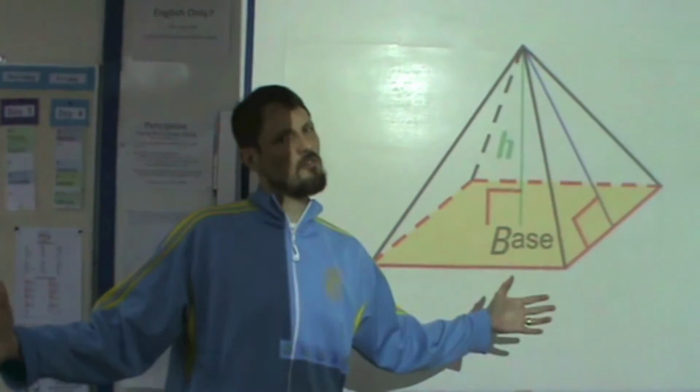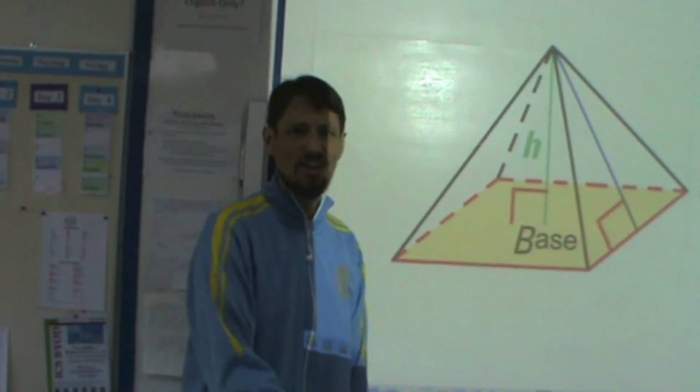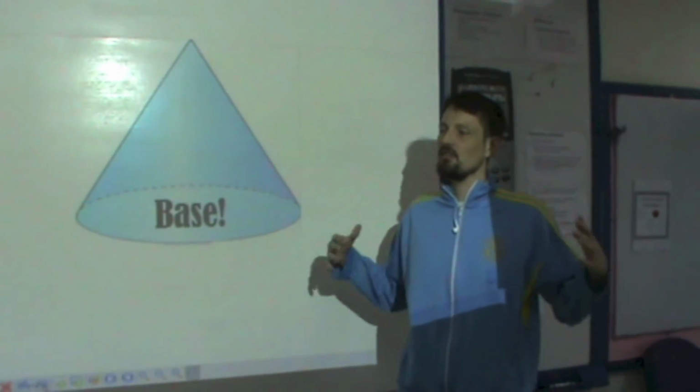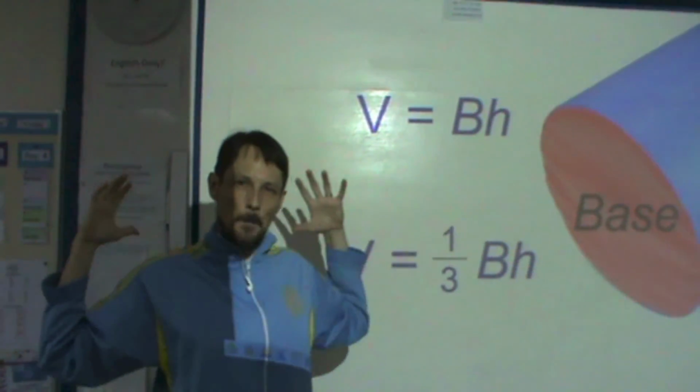Hey, Mr. J, I think I'm starting to see. If it comes to a point, we divide by 3. Volume of a pyramid, it's 1/3 the base, times altitude. Volume of a cone, it's 1/3 the base, times altitude. Volume of a solid, all about the base.